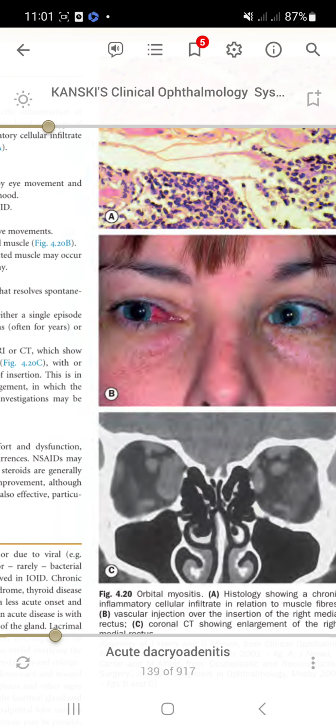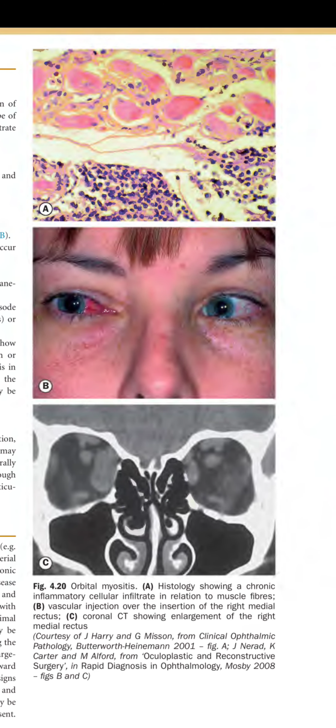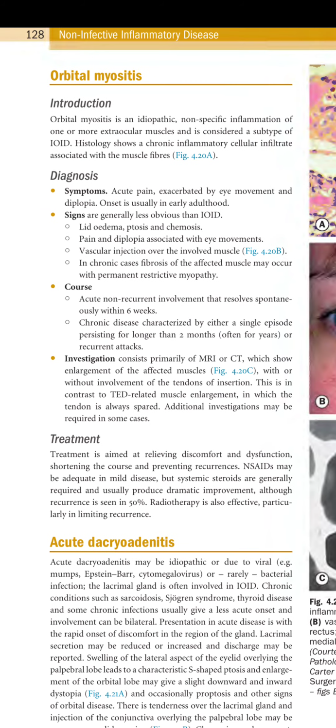So you can see this figure. It is showing orbital myositis. A is histopathology showing a chronic inflammatory cellular infiltrate in relation to muscle fiber. B is showing the vascular injection over the insertion of the right medial rectus. C is showing the coronal CT showing enlargement of the right medial rectus. In chronic cases, fibrosis of the affected muscle may occur with permanent restrictive myopathy.